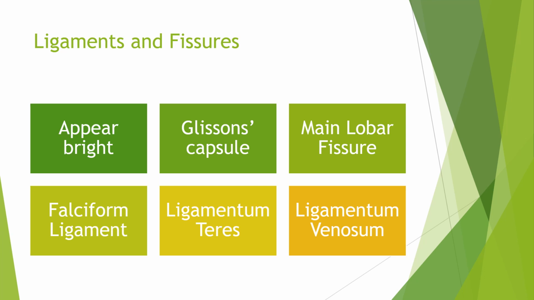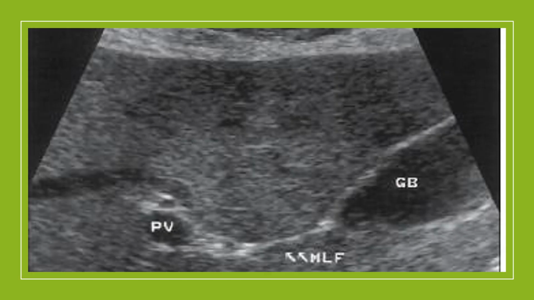And then the ligamentum venosum. The ligamentum venosum is the remnant of the ductus venosus from the fetal circulation. We no longer need it once we're born. It's going to separate the caudate lobe from the left lobe. It'll be a bright linear echo between the caudate lobe and the left lobe of the liver. We're going to take a quick look at as many of those ligaments and fissures as we can.